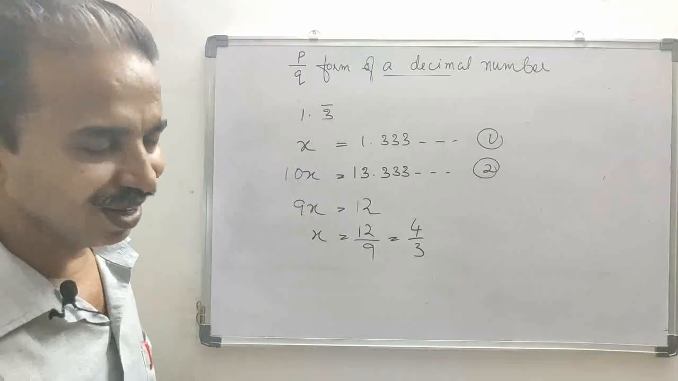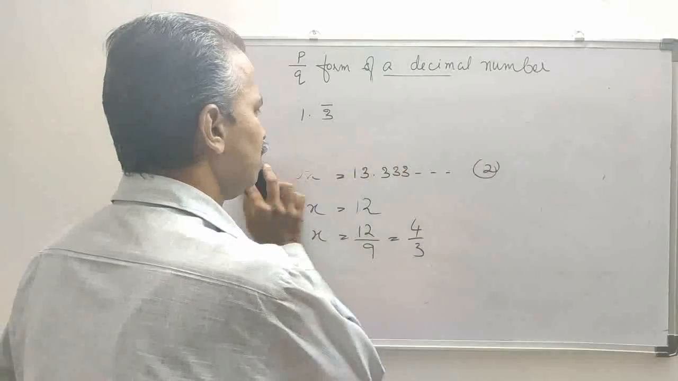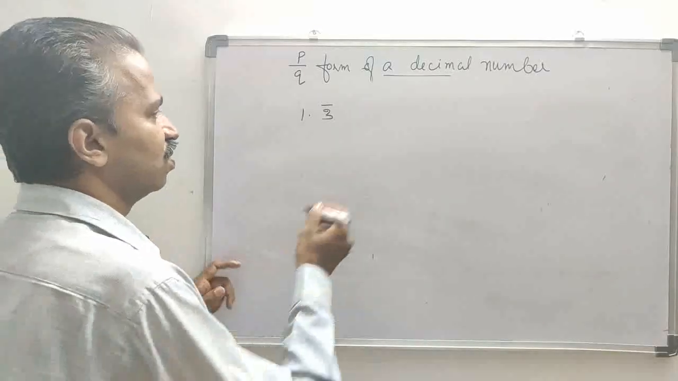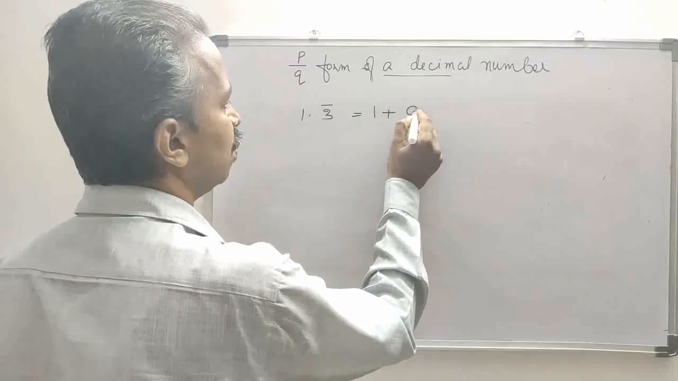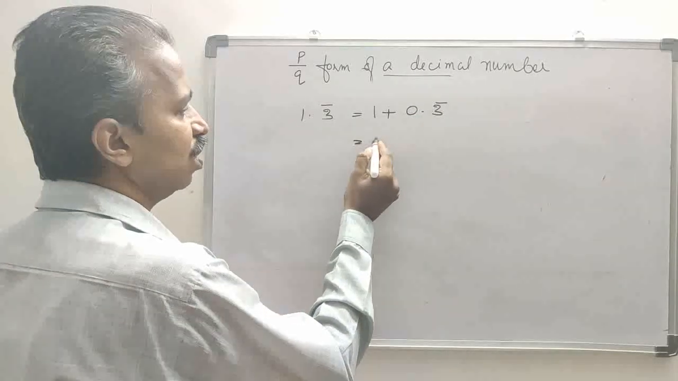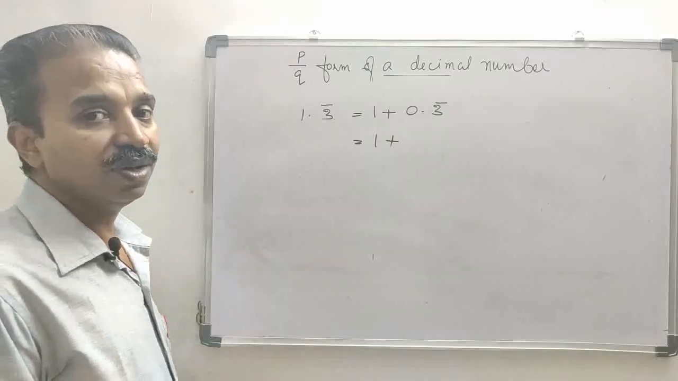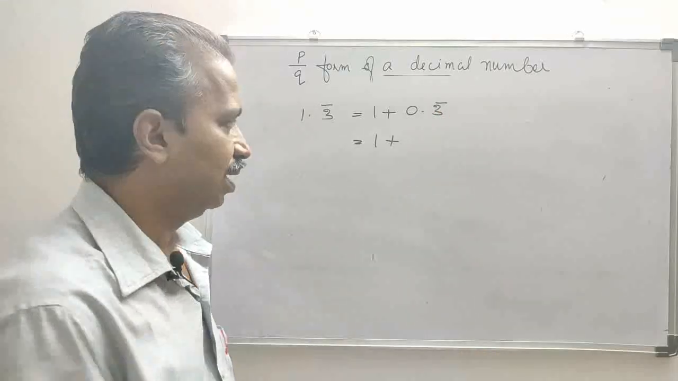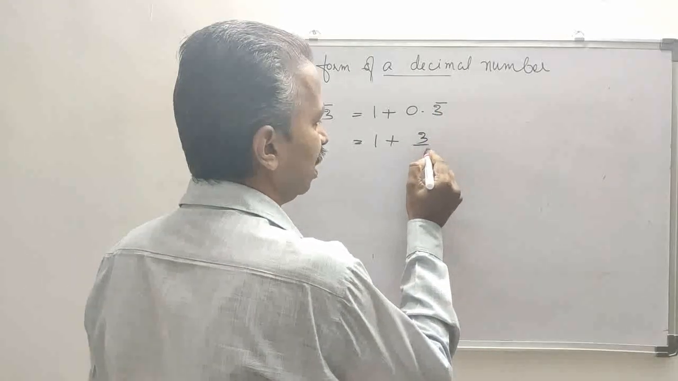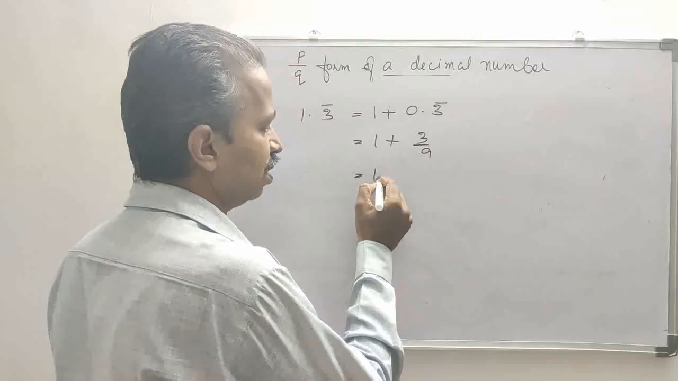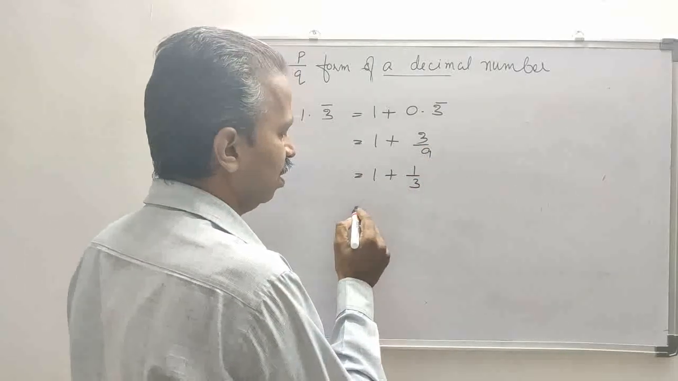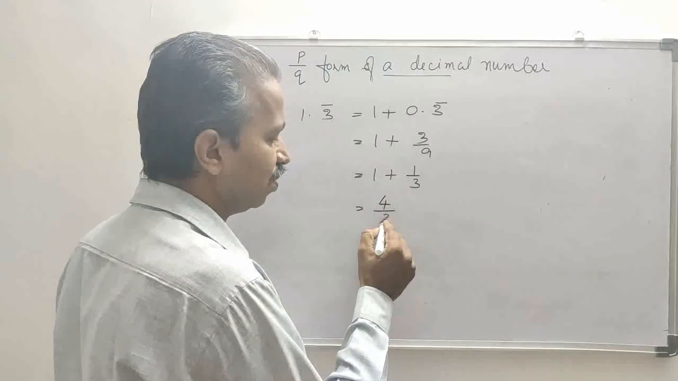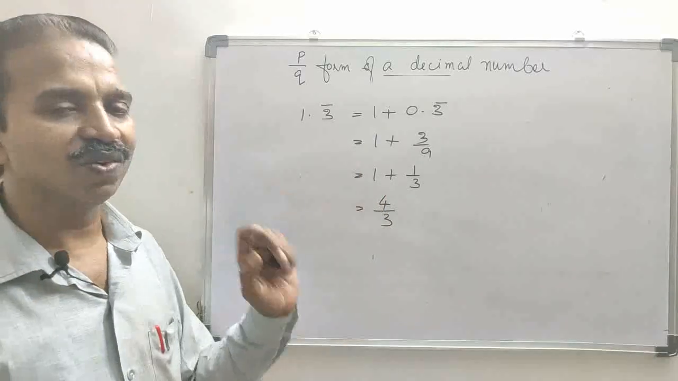There is an alternate method also. I will show you that also. This 1.3 bar can be written as 1 plus 0.3 bar. That is equal to 1 plus, we saw 0.3 bar is 3 upon 9, it can be written directly. So it is 1 plus 3 upon 9. We can write 3 upon 9 is same as 1 upon 3. 1 plus 1 upon 3, making the denominator same, we get 3 plus 1, 4 upon 3. We are getting the same. So this way also we can do.